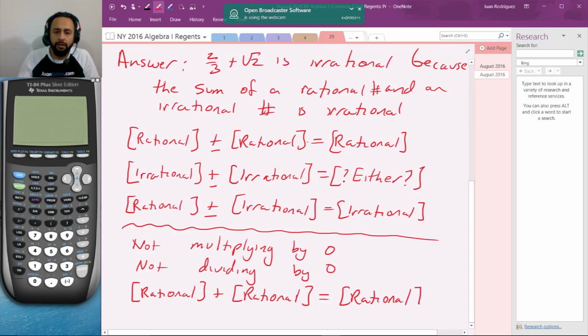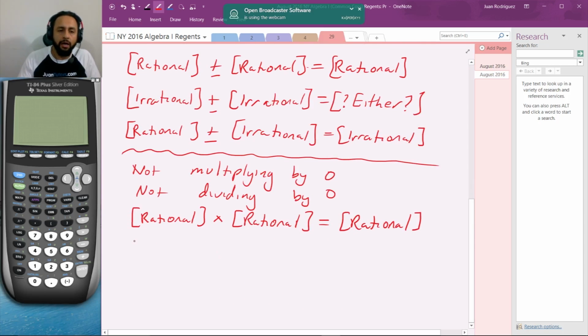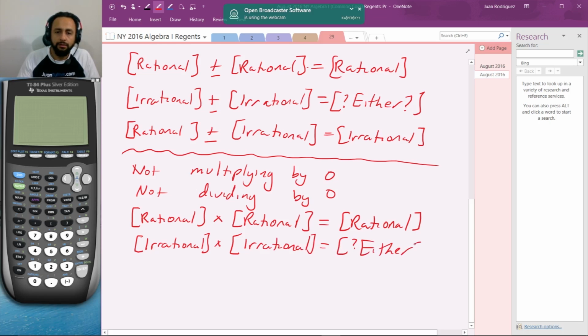I'm sorry, this is a multiplication. There we go. And then the other case, if they're both irrational, well, actually it comes out just like the addition case. This is actually either. For example, radical 2 times radical 2 is 2, which is rational. Radical 2 times radical 8 is radical 16, which is 4, which is rational.